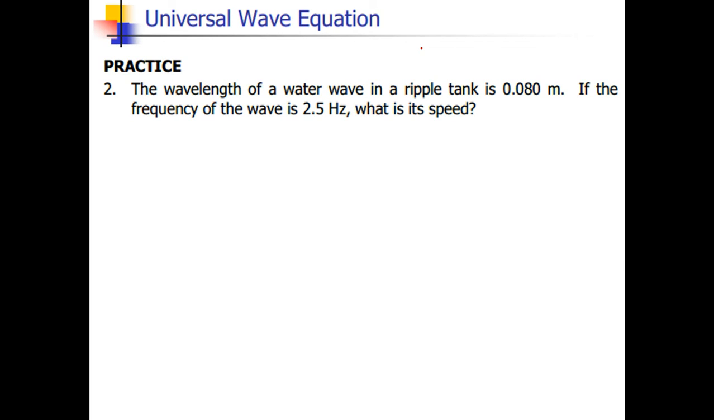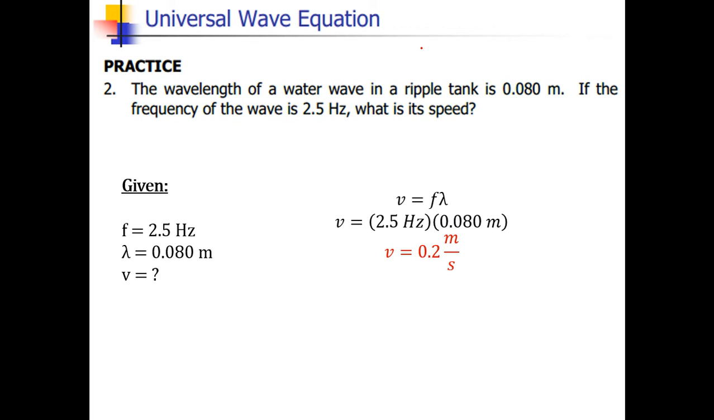Here it says the wavelength of a water wave in a ripple tank is 0.08 meters. If the frequency of the wave is 2.5 hertz, what is its speed? We just write down our given information. We have the frequency in hertz, and the wavelength in meters. It's simply a matter of finding speed. We plug our information into our equation, frequency multiplied by wavelength. So 2.5 multiplied by 0.08, and we get 0.2 meters per second. Nothing too terrible here.